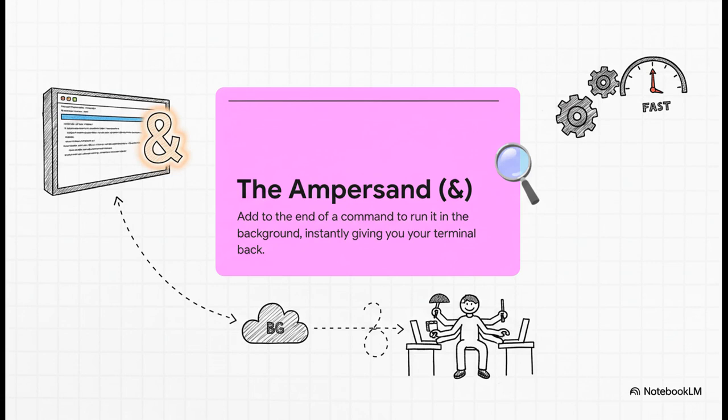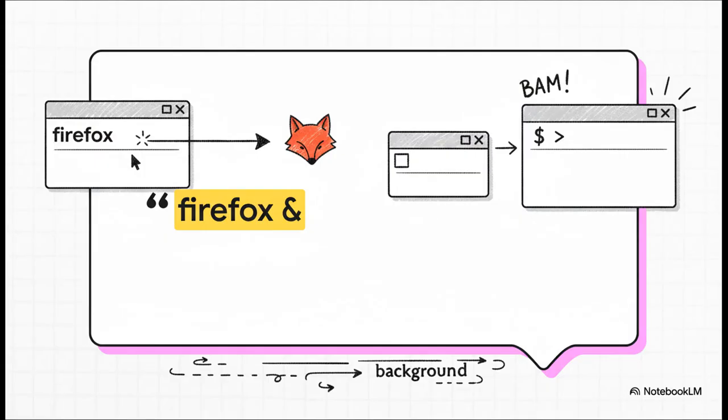It's just this one character. By simply adding it to the end of any command, you're basically telling your terminal, hey, go run this for me, but don't make me wait around. I've got other stuff to do. A perfect, super simple example is launching an application, like a web browser. Normally, if you just type Firefox and hit enter, your terminal is completely tied up until you close that browser window. But if you type Firefox with an ampersand at the end, bam, Firefox opens and your command prompt is immediately back, ready and waiting for your next instruction.